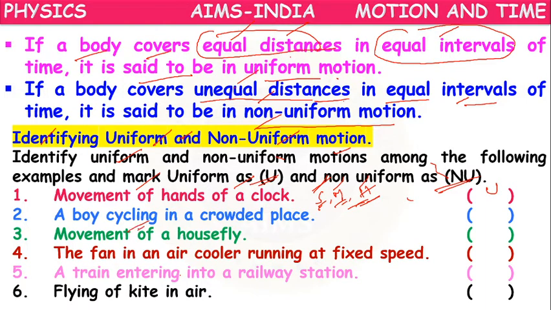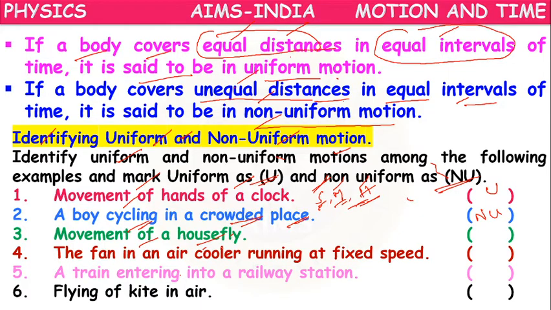A boy cycling in a crowded place. If any person comes on his way, he will make a turn. His speed will change. If there is nobody, he will move fast. His speed will change. So it is non-uniform motion.